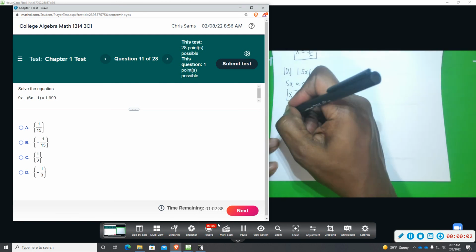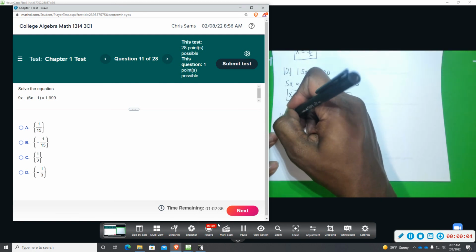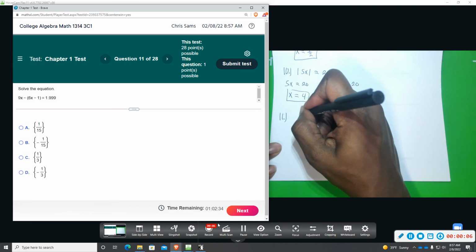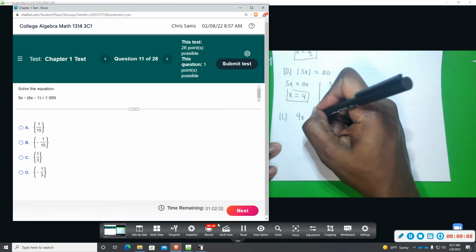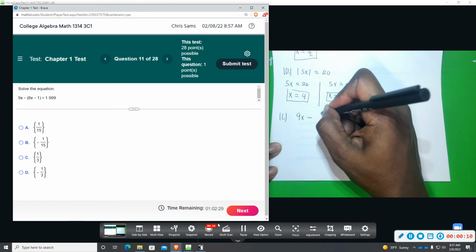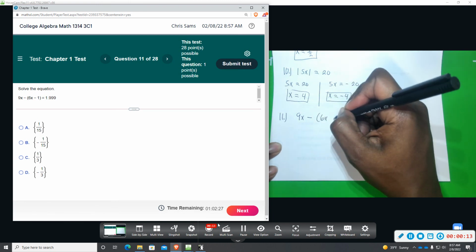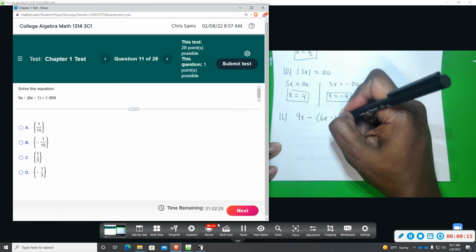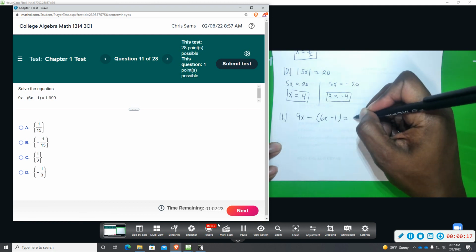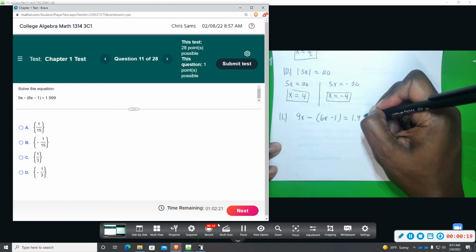Number 11. We're going to solve this equation. We have 9x minus parentheses 6x minus 1 close parentheses equals 1.999.